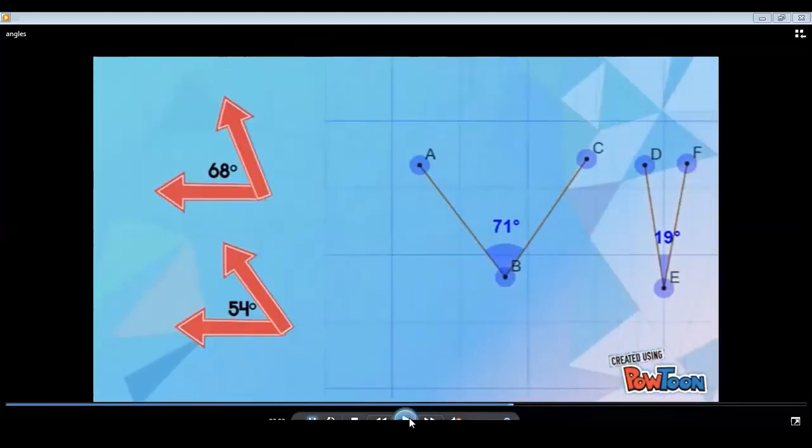Again, one more example. This is 71 degrees and 19 degrees, and another two angles are 68 and 54. So which are complementary angles? These are complementary angles because they give the sum of 90 degrees, but the others do not give the sum of 90 degrees, so they are not complementary.